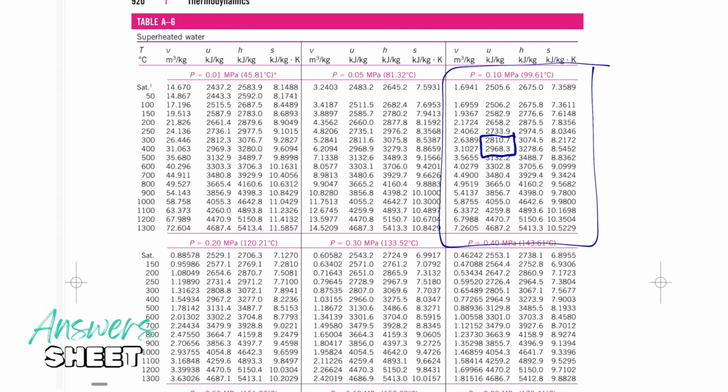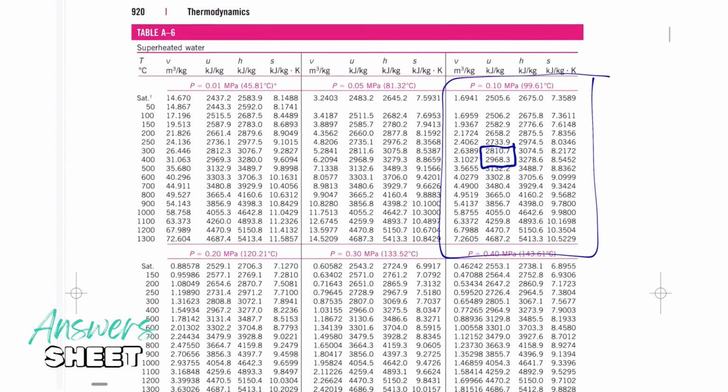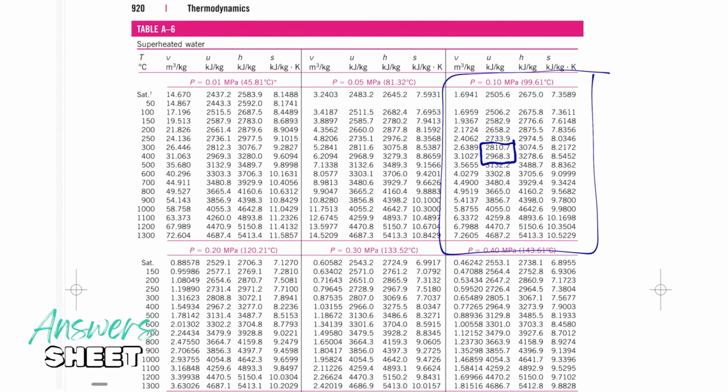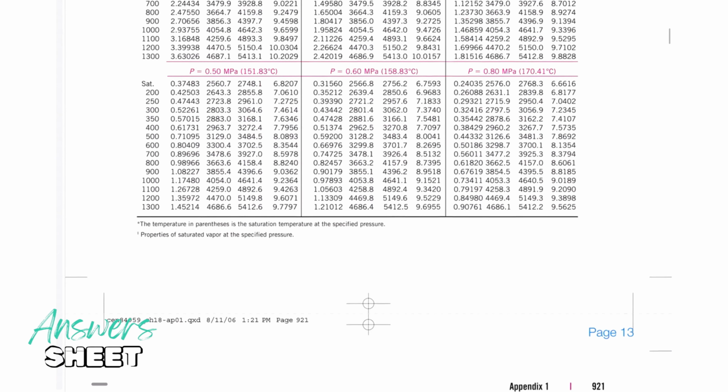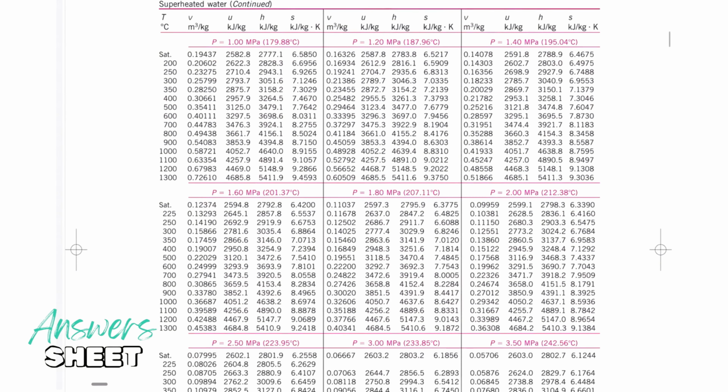A U value of 2950. Let me see. No. Sorry. I messed up completely. I did that to show you a big mistake. 1,000 kPa is not 0.1. Sorry, no. 1,000 kPa is not 0.1. It is 1. It is 1. That would have been a big mistake.